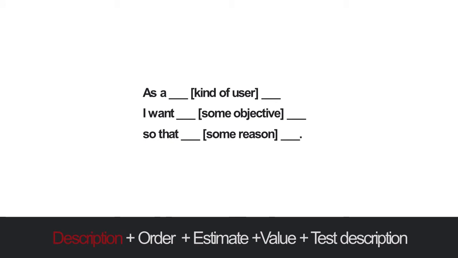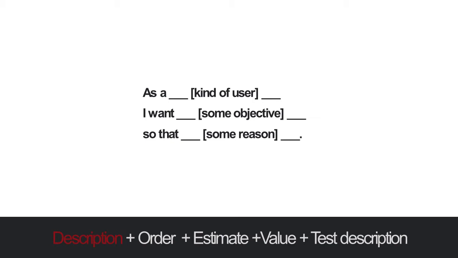A common way to describe the item are user stories or simply stories. These are short descriptions of a feature explained from the perspective of the person who desires this new feature. It has a simple template. As a kind of user, I want to achieve something so that, and then comes the reason.